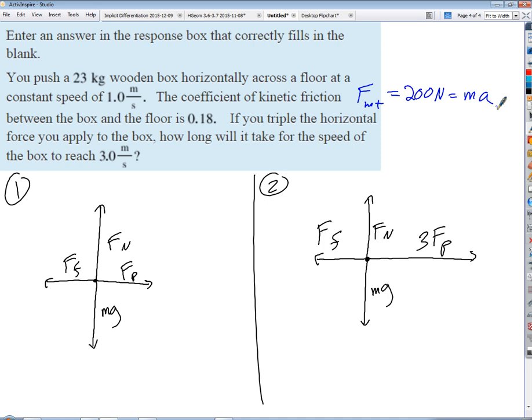If I knew the acceleration, what's my initial speed for part 2? What is it? It's 1, isn't it? Because we want to know how long does it take me if I'm pulling this thing along at 1 meter per second, and all of a sudden I increase the force by a factor of 3. How long, meaning how many seconds does it take for the box to reach a speed of 3 meters per second, right? So wouldn't you agree that for part 2, my initial speed would have been 1 meter per second.